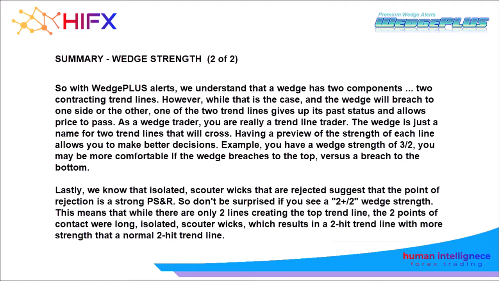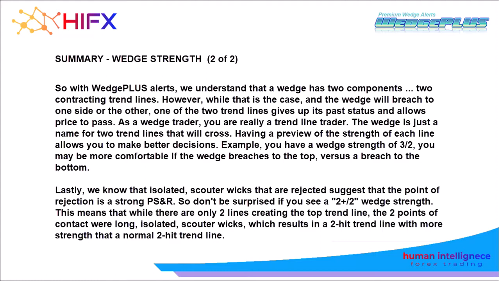The wedge is named for two trend lines. Having a preview of the strength of each line allows you to make better decisions. Example, you have a wedge strength of 3-2 listed in the alert. There's the picture. You could chase down the hits, 3 on the top, 2 on the bottom. You may be more comfortable with a wedge breaching to the top versus a breach to the bottom. Hope this is making sense now, right?